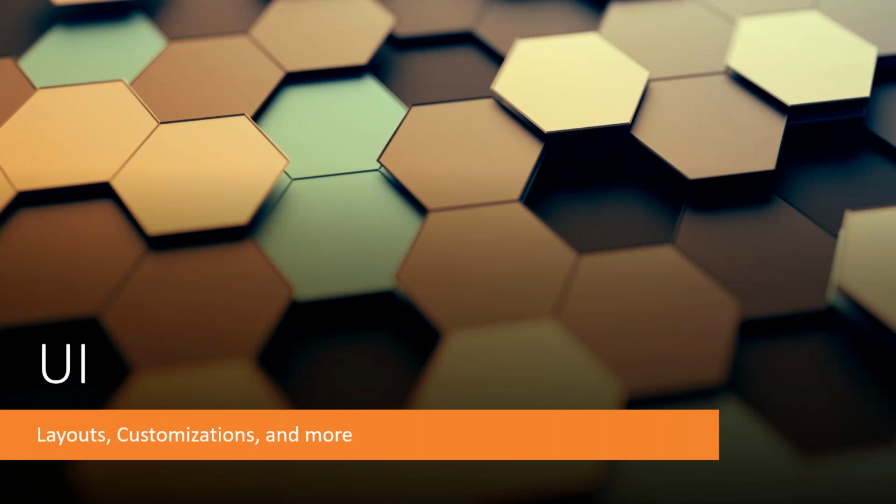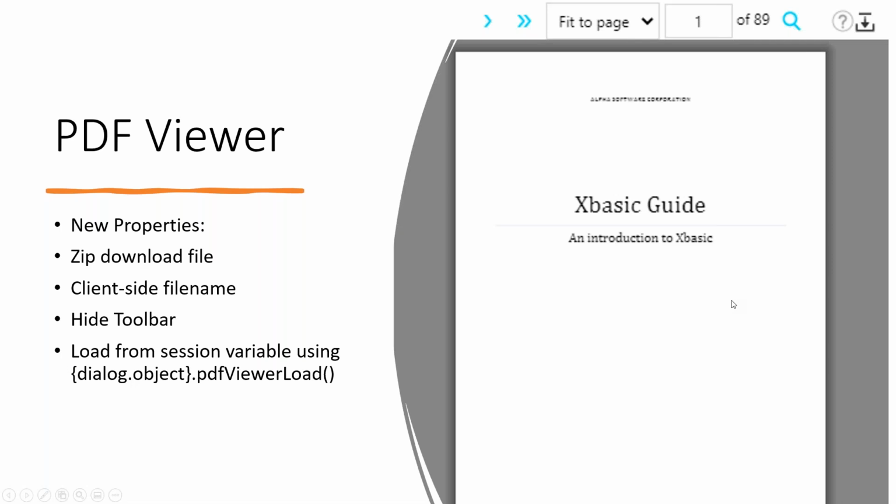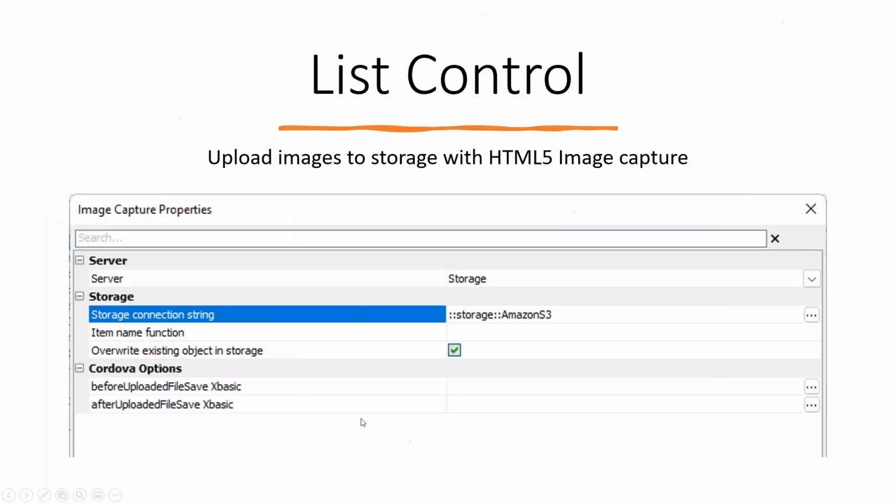Moving on to user interface stuff, and this is predominantly things you can add to your apps, changes in things like our PDF viewer control in the UX component, which has some new properties for compressing the PDF download before it's sent, or turning that off, as well as specifying the file name to use on the client when that's created, and whether or not to show the toolbar. And then also an option on the JavaScript side of things to load the PDF from session variable using the PDF viewer load method. This is something you can put in your apps to add some new functionality. So we've got PDF viewer.